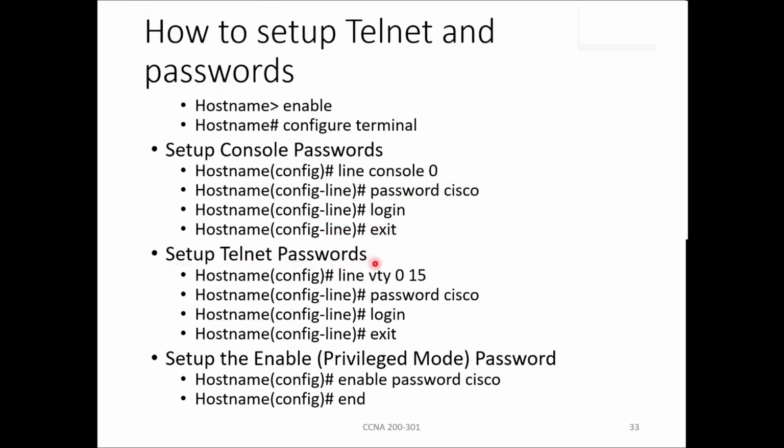After that, set up the Telnet password. In config mode, we can say line vty 0 15. 0 15 means 16 concurrent connections can be made at a time. That's why we can put a maximum of 0 to 15 connections. But in many cases we put line vty 0 4 as well. That means we allow roughly 5 connections. Password Cisco and login. We can set up an enable password as well, like enable password Cisco. We need to be in config mode, then we can set up this enable password.